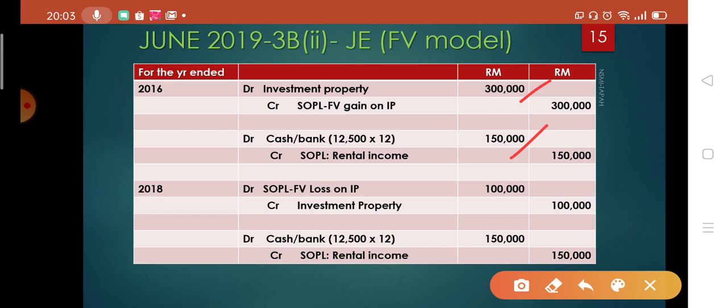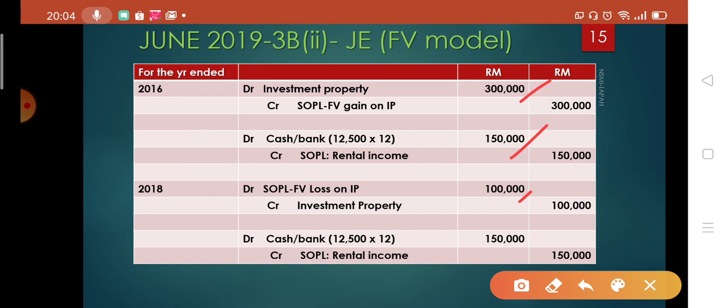The same goes for 2018. You have to compare the fair value with the previous deemed carrying amount. This time around, you got a loss on fair value, so debit SOPR fair value loss on IP 100,000, credit investment property 100,000. The second journal entry is just the same: debit cash or bank for the rental income, credit SOPR rental income.